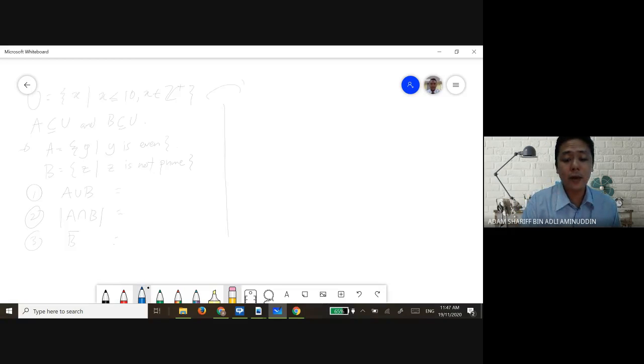Okay, all of you, when you want to find the answer in this, usually you convert this into a roster first, right? Itu yang saya nampak semua buat, kerana dia mudah nak kira. So A, you list down the elements of Y, Y is even, so it will be 2, 4, 6, 8, 10. 1 tidak termasuk, 0 tidak termasuk.